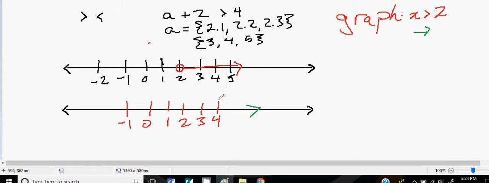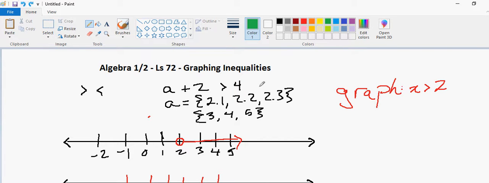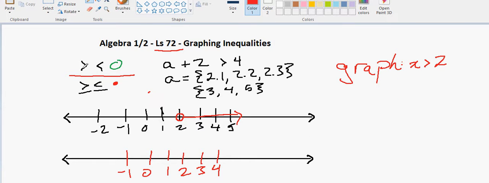Now, the decision of whether it's a closed dot or an open circle. Once again, it cannot be equal to. So I'm going to use an open circle and draw it going to the right. Okay? So something I want you to take away here is that these signs will mean open circle. These signs, greater than or equal to, less than or equal to, will be closed dot. And in your math notes under lesson 72, please make this little cheat now. Open circle when it's not equal to, closed dot when it is.